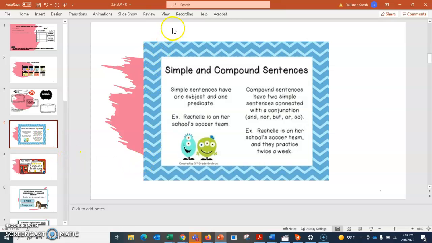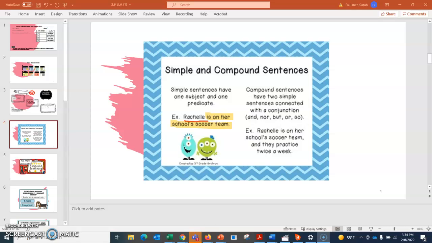So if we look at this sentence, we can see that we have a subject, Rochelle, she's our who, and then we have a predicate, is on her school's soccer team. So Rochelle is our subject, is on her school's soccer team is our predicate. It tells us what Rochelle did.